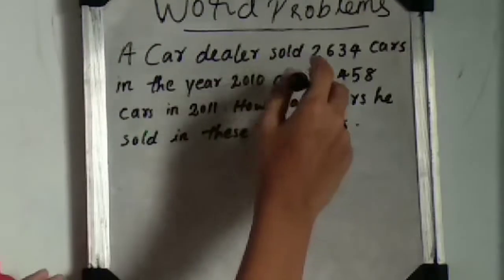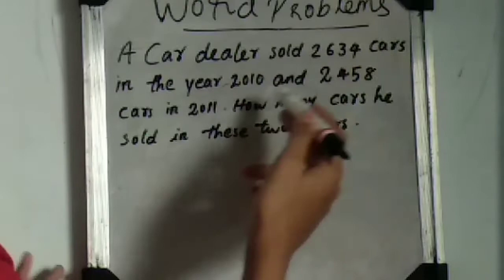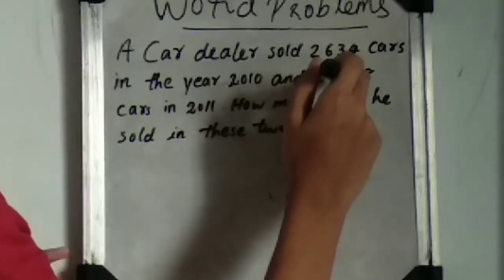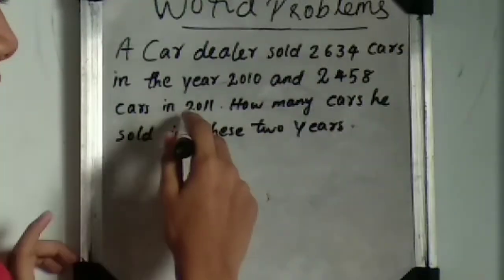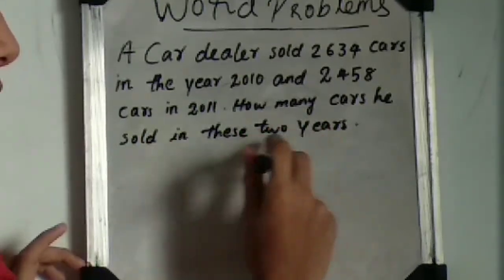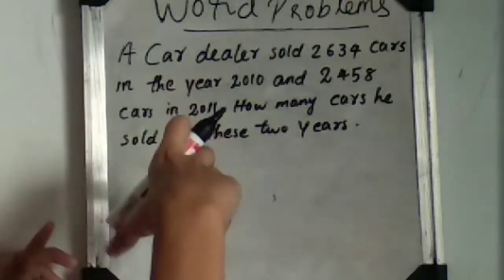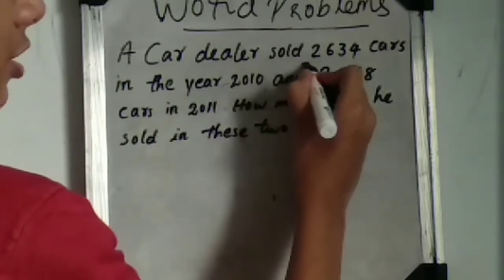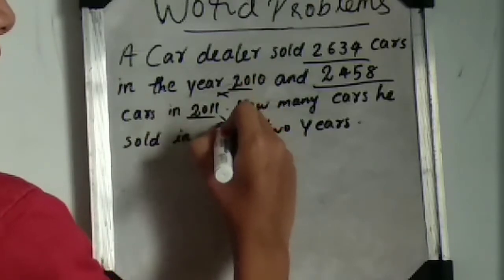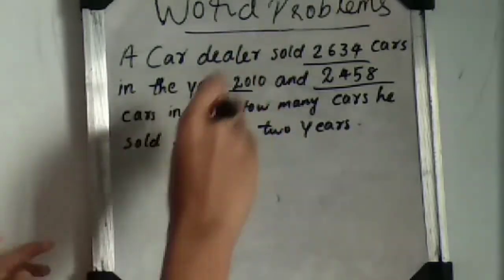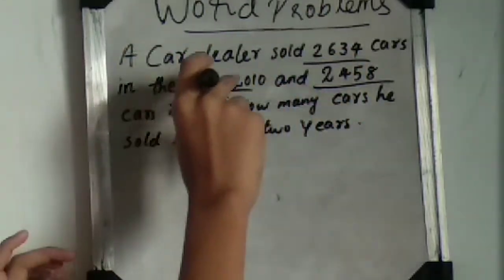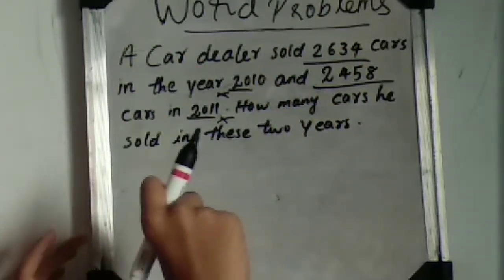A car dealer sold 2634 cars in the year of 2010 and 2458 cars in the year of 2011. How many cars did he sell in these 2 years? So the numbers we have to take here are this number and this number. These other numbers are not required because they only tell which year it was sold. These two numbers should be added, but these two numbers should not be added. So we can solve it.